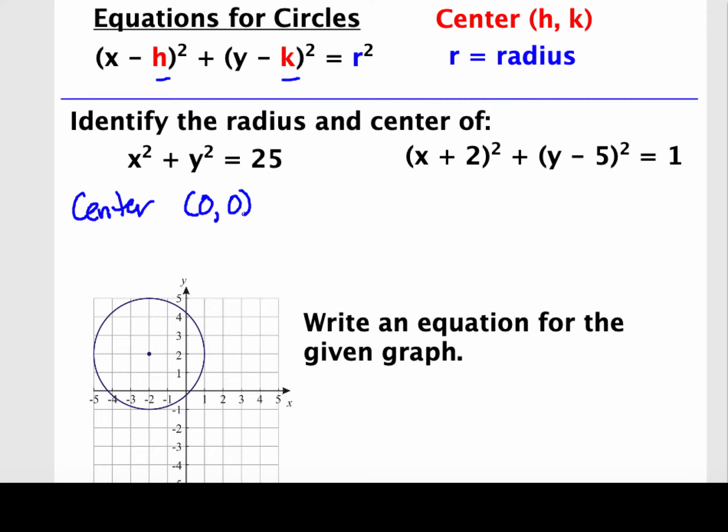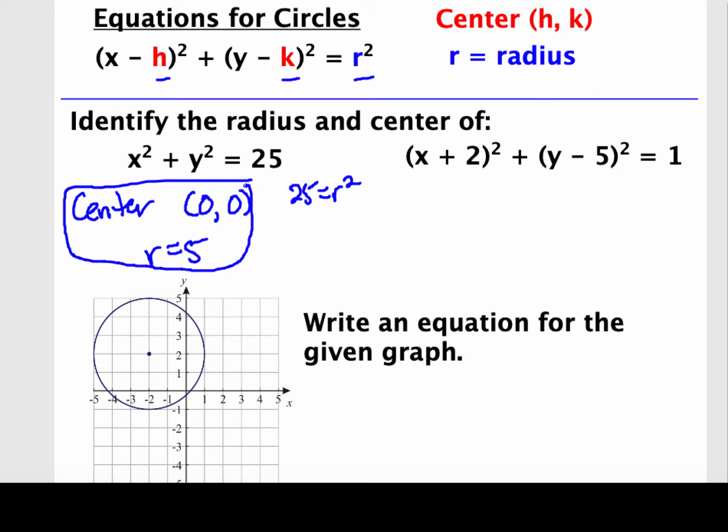Now, that's not really the question we're asking, though. The center, therefore, was 0, 0. And the radius, remember, is r squared on the other side. So if 25 equals r squared, you can even do a little bit of algebraic work. I could square root both sides, and basically r would equal 5.